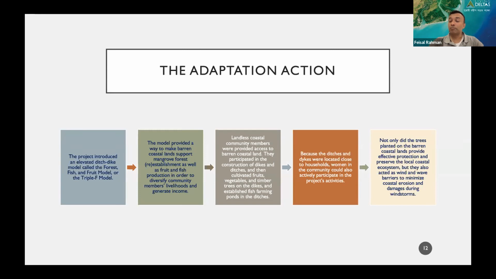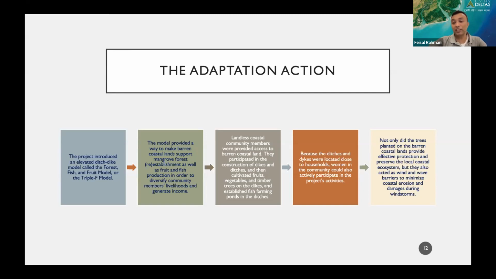The other benefit of this particular project was that because the dikes and the ponds were built right next to their households, women could also participate in these projects, because typically in a conservative society, women didn't like to go out too far from their households. And these ponds being located very close to their households allowed them to participate in the adaptation action.